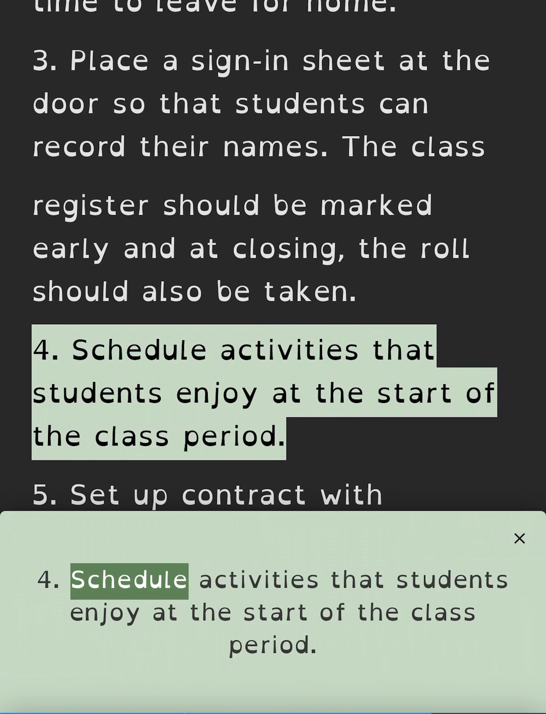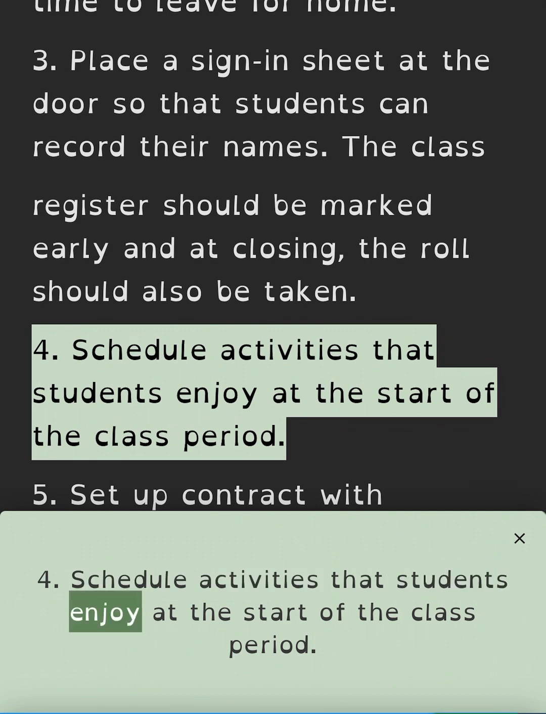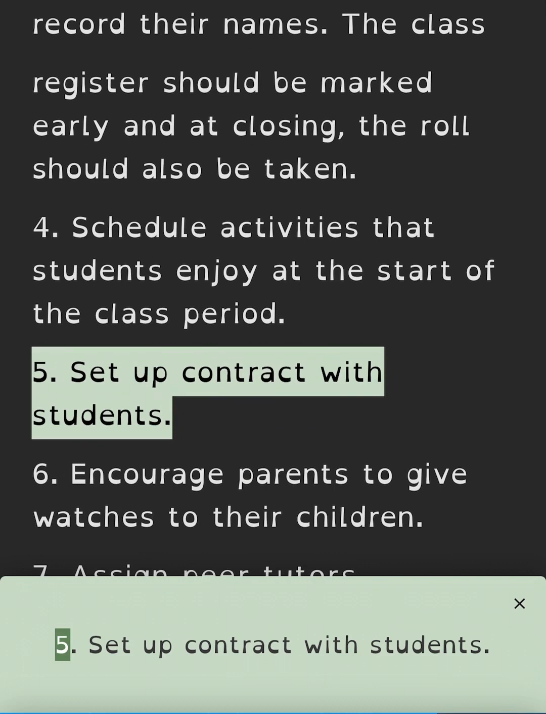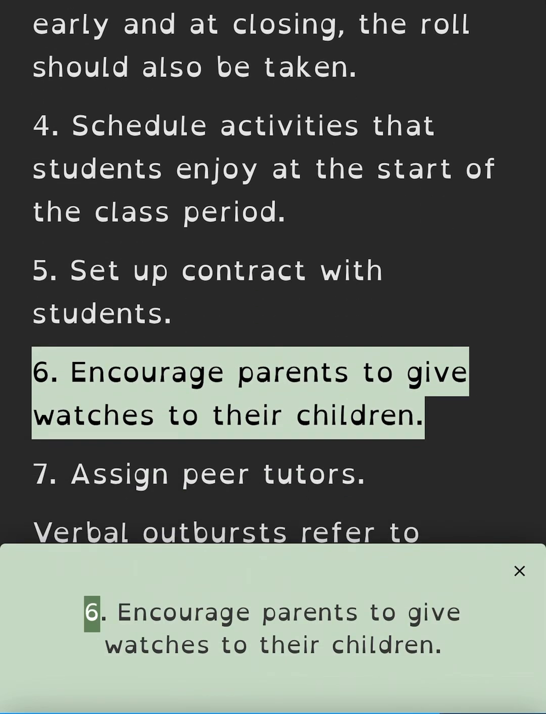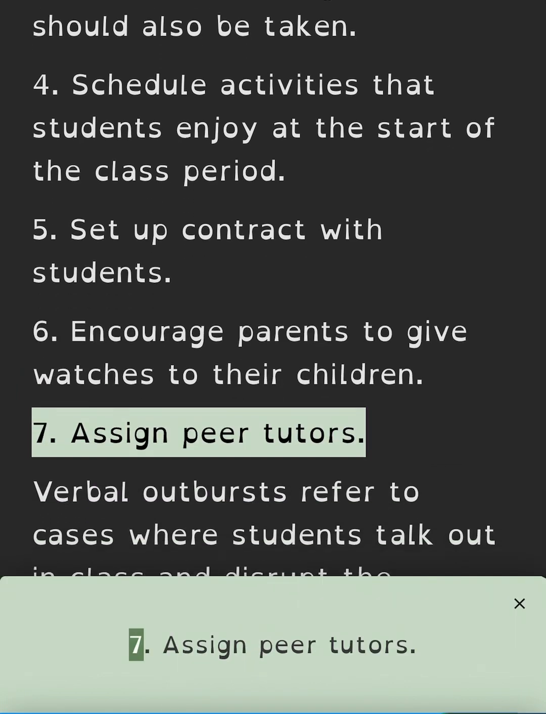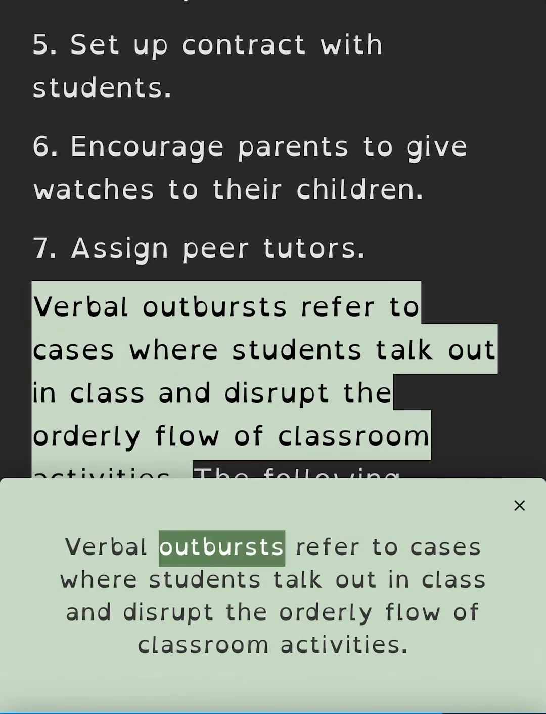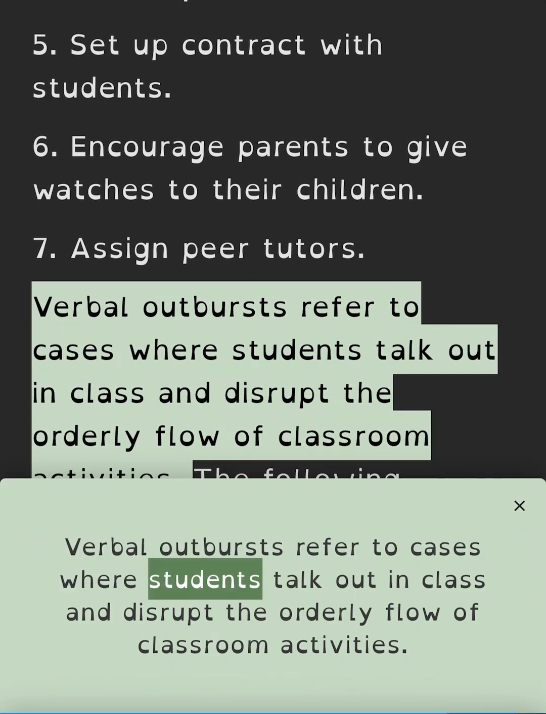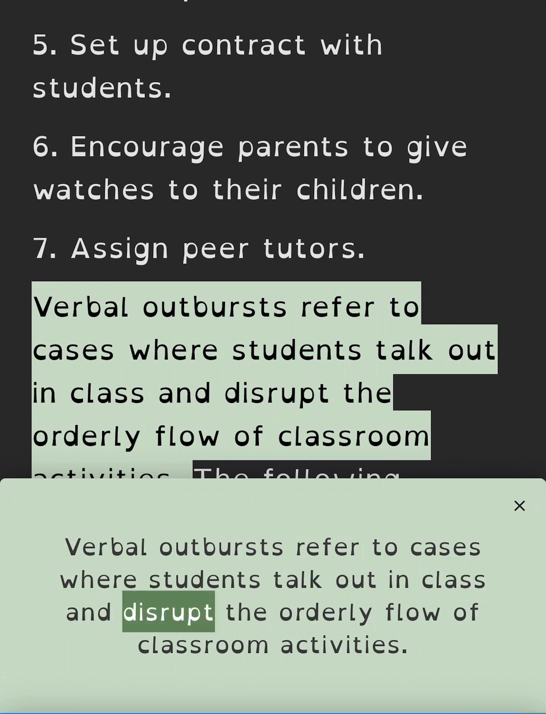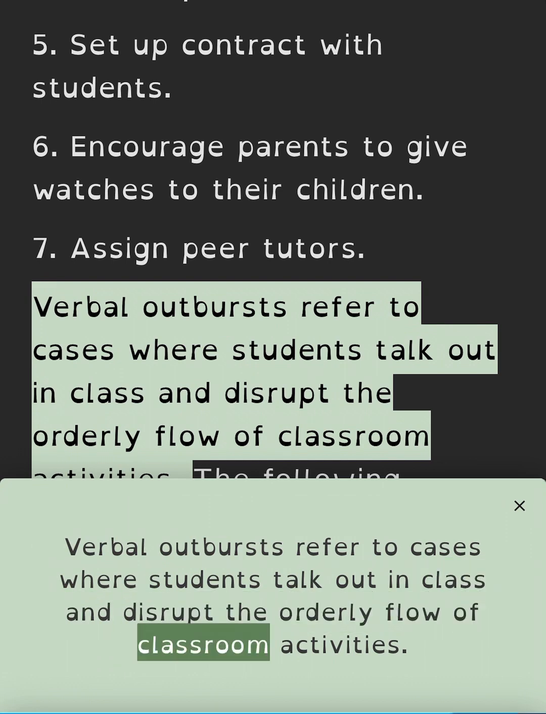4. Schedule activities that students enjoy at the start of the class period. 5. Set up contract with students. 6. Encourage parents to give watches to their children. 7. Assign peer tutors. Verbal outbursts refer to cases where students talk out in class and disrupt the orderly flow of classroom activities.